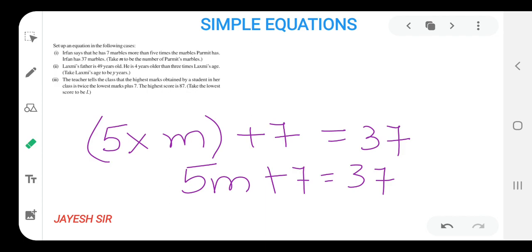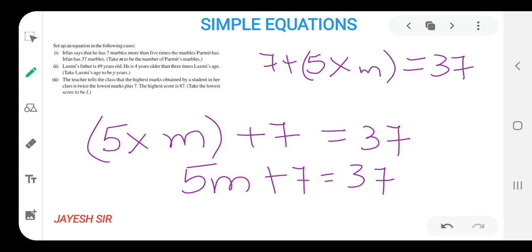Irfan says he has 7 marbles. So we can write it like this also: 7 marbles more, that means plus would be there. Then 5 times the marbles Parmeet has. The value is to be given, we have to take it as m. And Irfan has a total of 37 marbles.